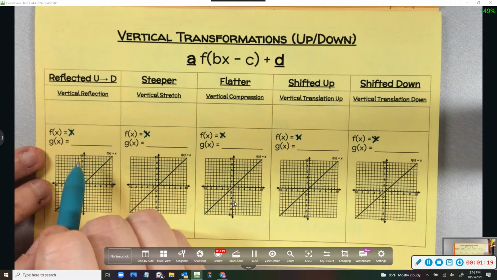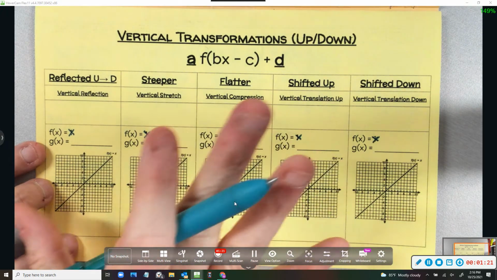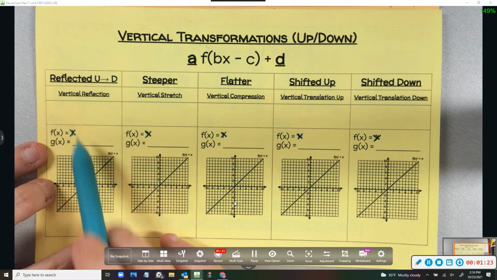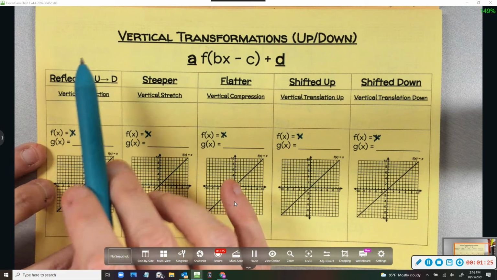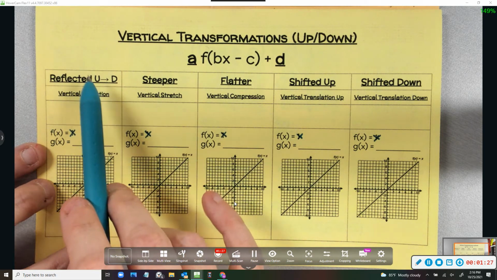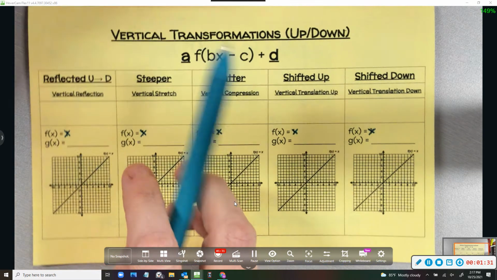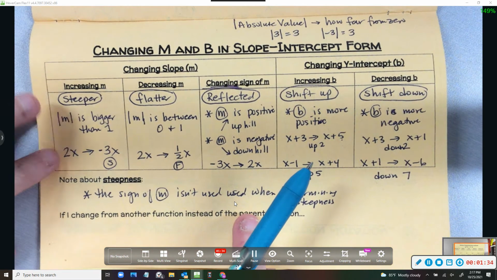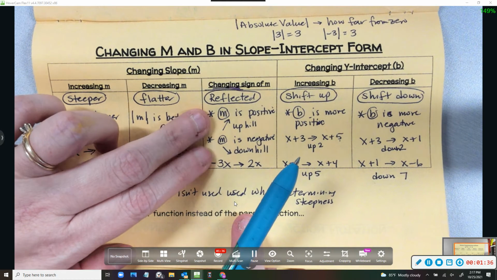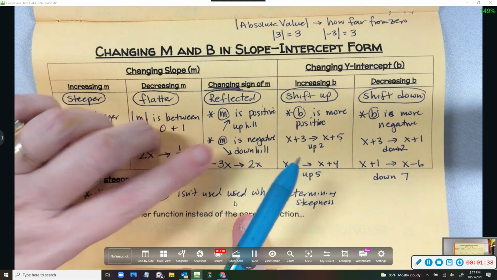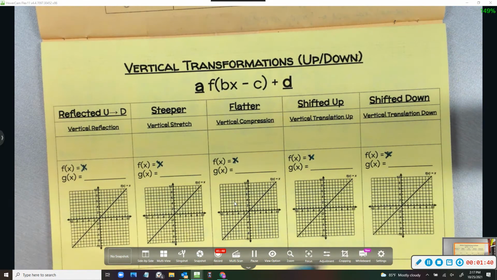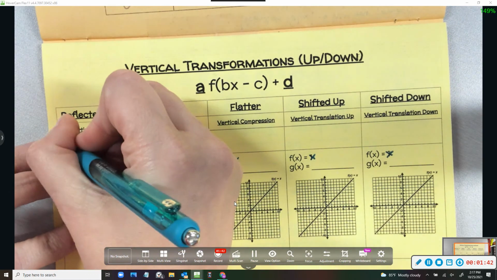Okay. So on Friday or Thursday, whatever day that was, when we did our activity, we learned about reflections first. And that was when the slope was positive, it was going uphill, and when it was negative, it was going downhill. Okay? So here's how we're going to remember that.